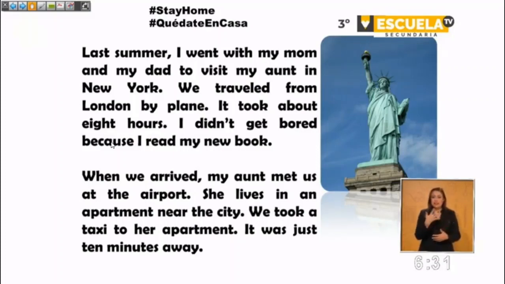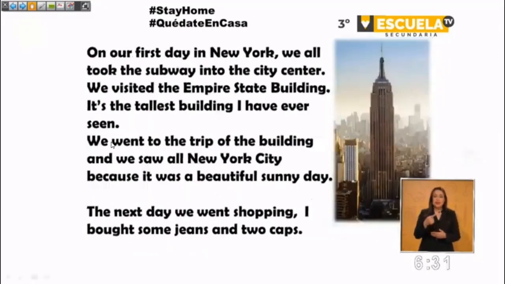Keep reading with me. I'm going to change the slide. On our first day in New York, we all took the subway into the city center. We visited the Empire State Building. It's the tallest building I have ever seen. We went to the top of the building and we saw all New York City because it was a beautiful sunny day. Remember what is sunny? Sunny means the weather conditions, like rainy, cloudy, windy, etc.